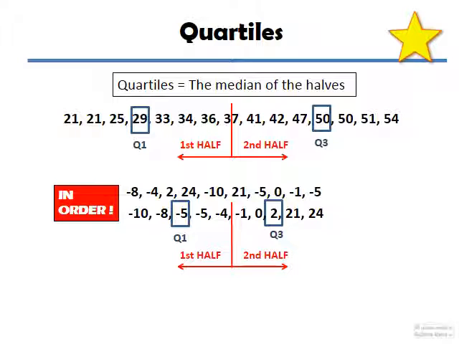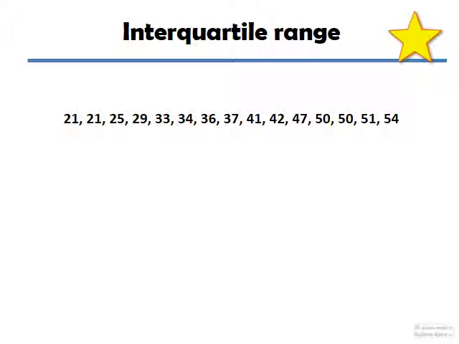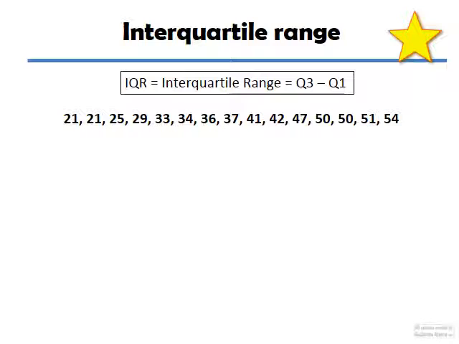We're going to do something with them though. They're useful and easy, but do not consider all the data. Realize they're not considering all the data, like the median. What do we do with something called the interquartile range? So I have this list of numbers here. I calculate my quartiles, and if I subtract quartile 3 minus quartile 1, I get something called the interquartile range, which in this case would be 21.